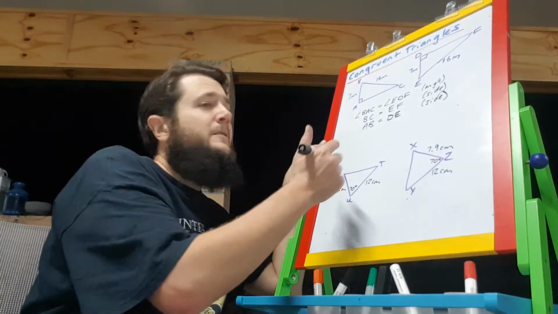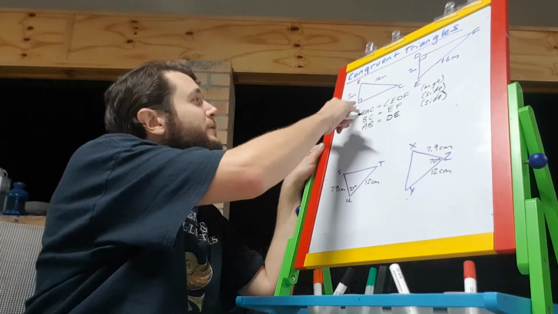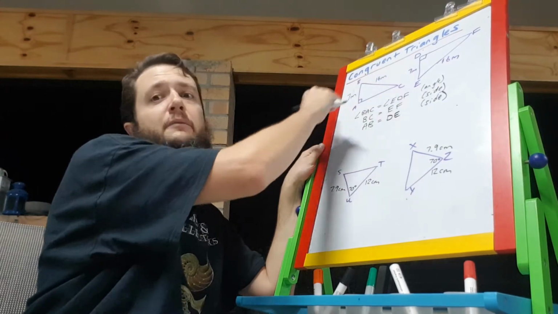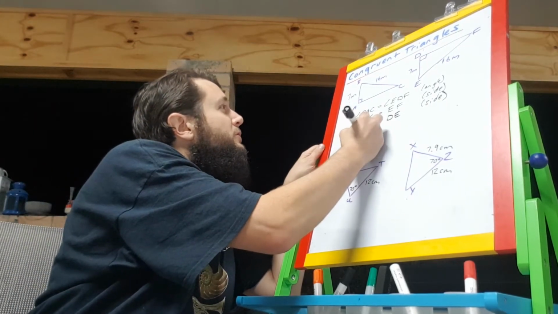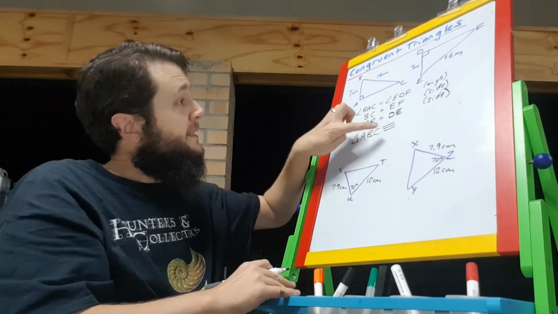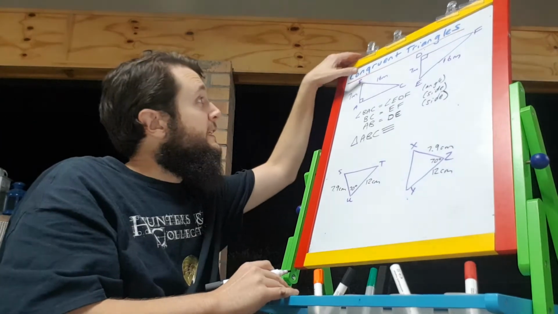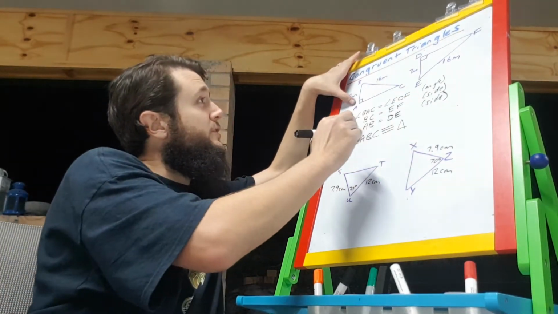But we do have RHS, right? We have a right angle, we have the hypotenuse, and we have another side. So we can write triangle ABC is congruent. That symbol means is congruent to, to triangle, and I'm going to make sure I use the equivalent sides.